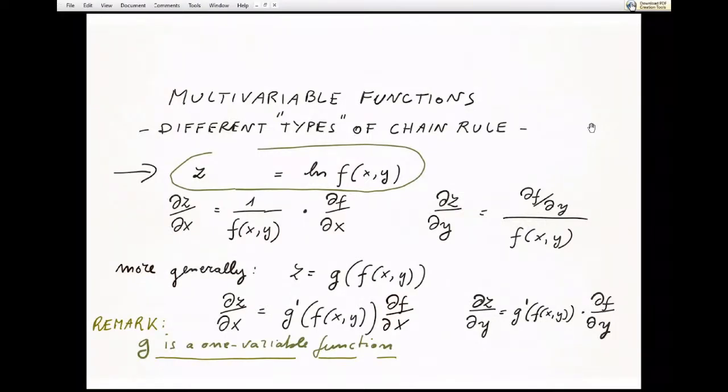Okay, so today I'm going to first show you why for multivariable functions we have different types of chain rule. So today I'm going to present supplementary material, okay? And to focus a little bit more on second derivatives.